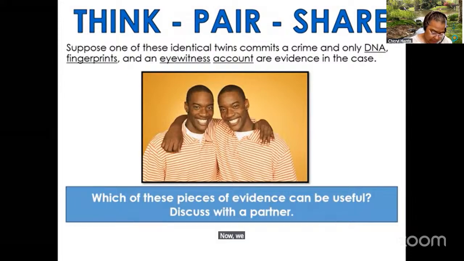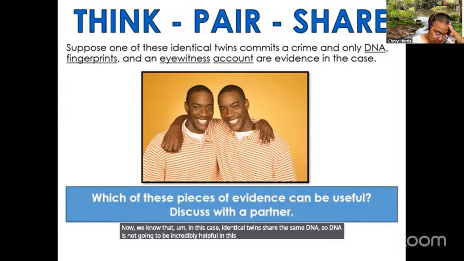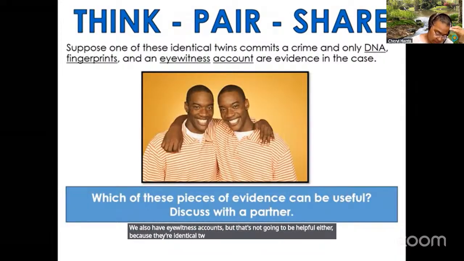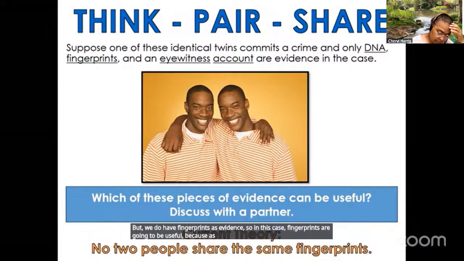Now we know that in this case, identical twins share the same DNA. So DNA is not going to be incredibly helpful. We also have eyewitness accounts, but that's not going to be helpful either because they're identical twins, so these two individuals look the same. But we do have fingerprints as evidence. In this case, fingerprints are going to be useful because, as we're going to learn today, the current theory says that no two people share the same fingerprint.